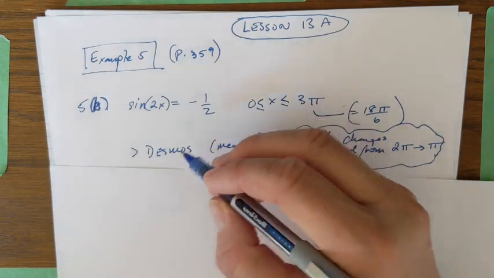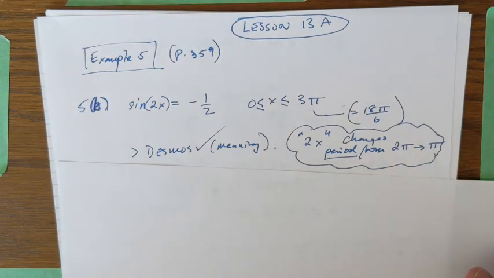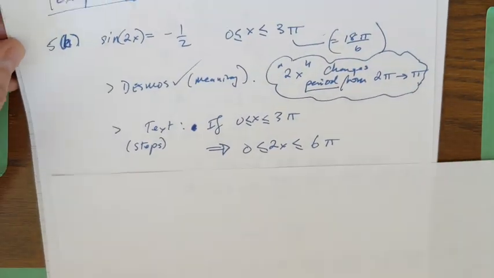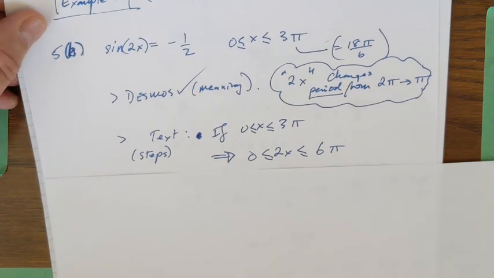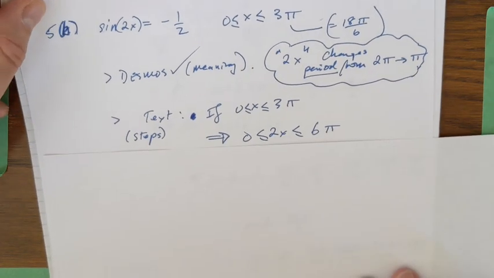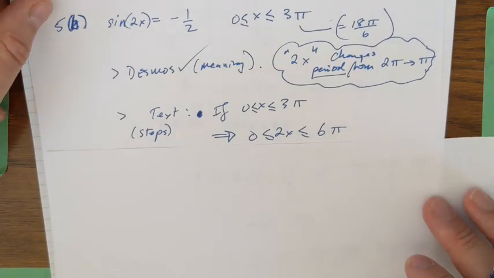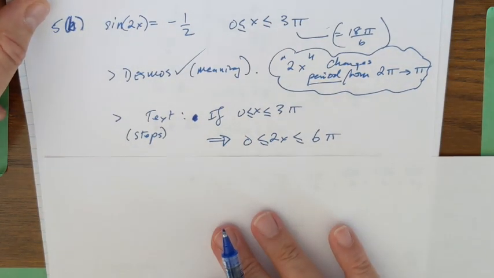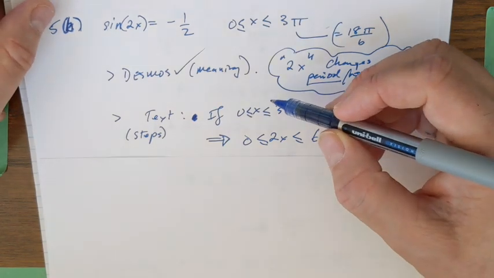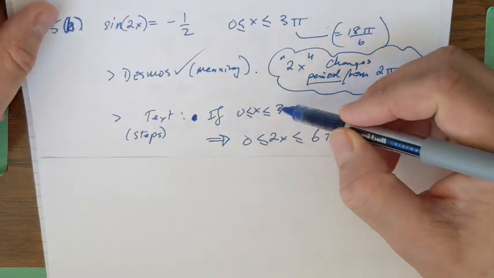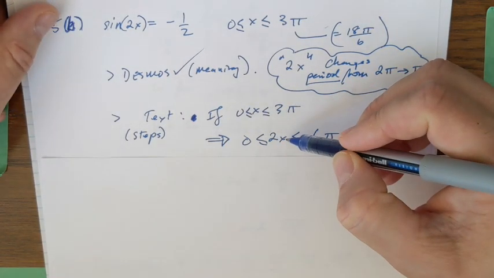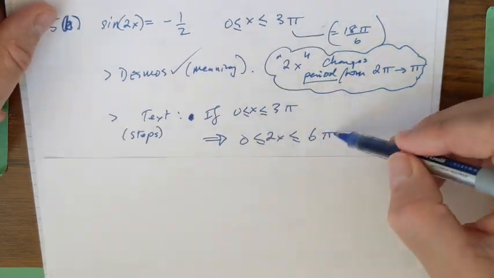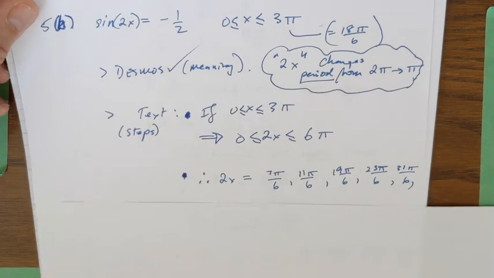So we went over this, we looked at it in Desmos. Now here's what the text does. I want to go through what the textbook does, and make sure that you can understand what it's doing. The first thing is that they take care of the domain. That is to say that if x is between 0 and 3 pi, then 2x, multiplying both sides by 2, is between 0 and 6 pi, which makes sense.